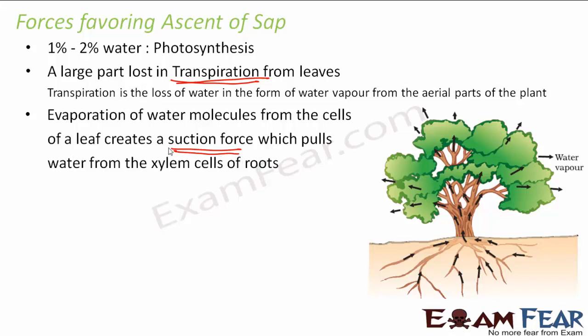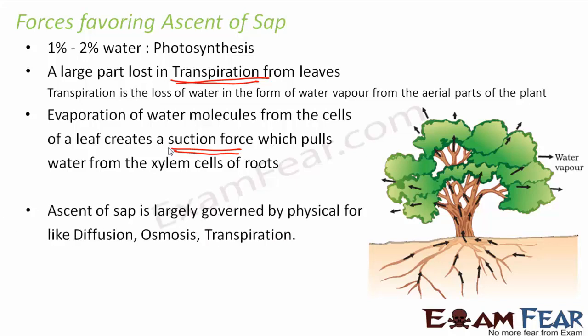So the evaporation of water molecules from the cells of a leaf, that is transpiration, creates a suction force which pulls water from the xylem cells of the roots. So this suction force actually favors the ascent of sap. That means this also enables the water to move in the upward direction against the force of gravity.